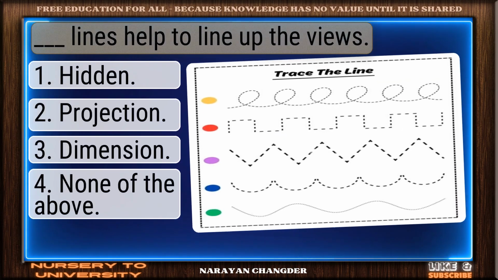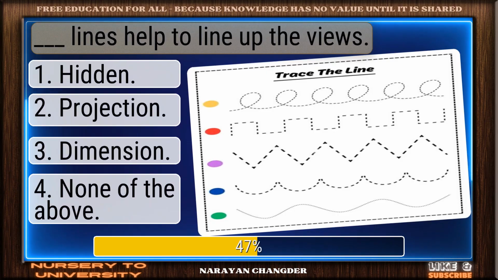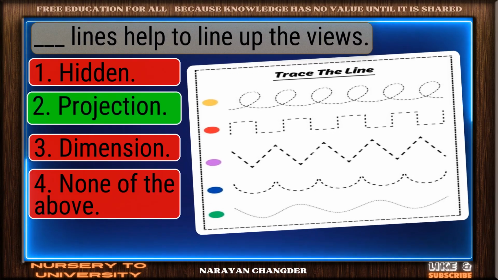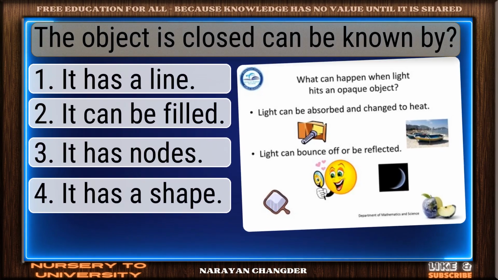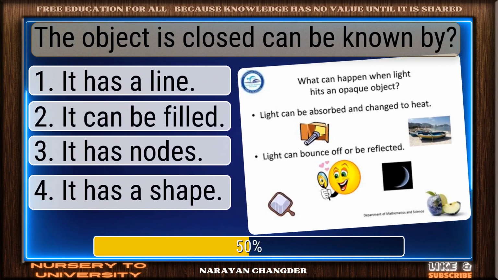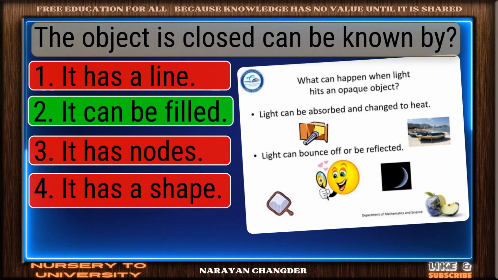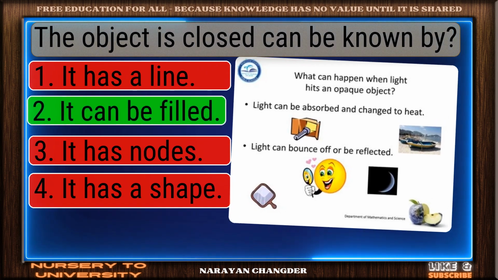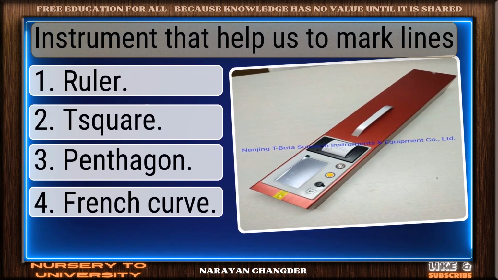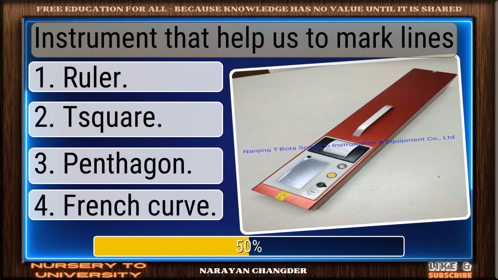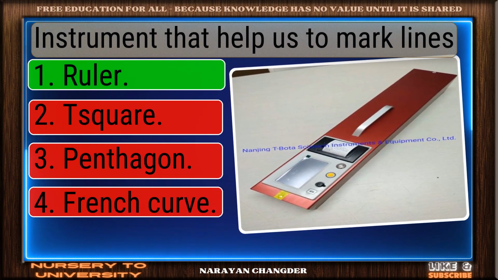Dash lines help to line up the views. Right again. Projection is valid. The object is closed can be known by. Smart move. It can be filled is accurate answer. Instrument that help us to mark lines. Well done. Ruler is right.